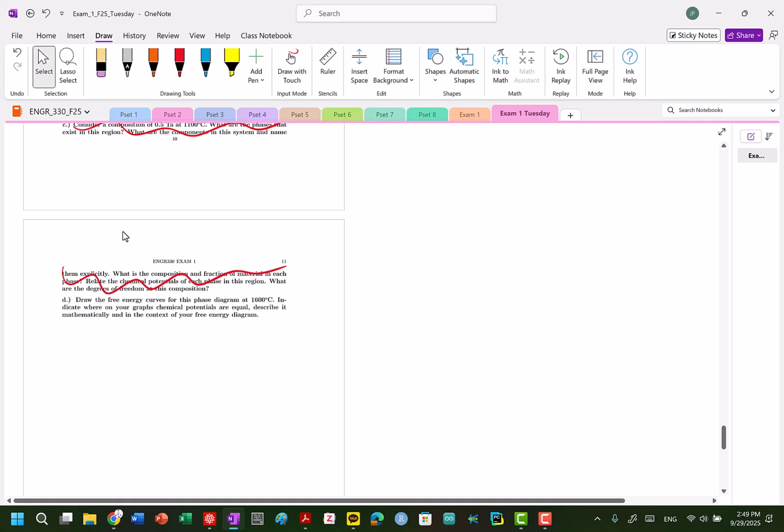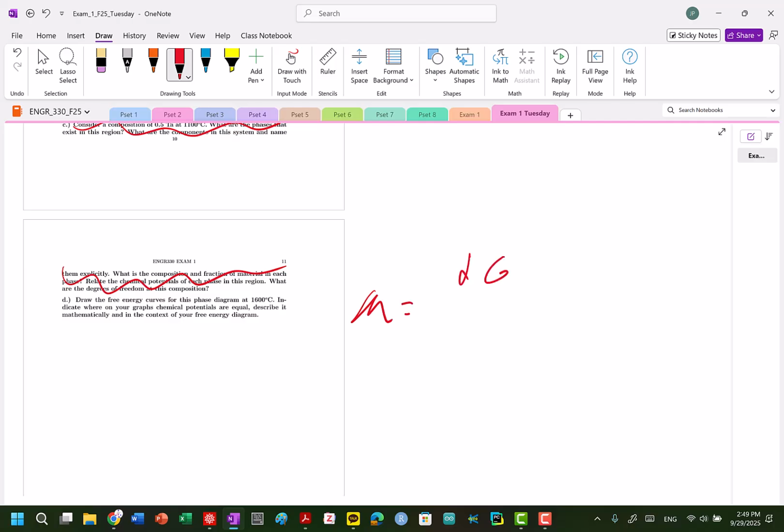Again, mathematically, my chemical potential, remember, is just the change in Gibbs with respect to the number of particles, at constant temperature and pressure. That's equivalent to the slope. That's why we have the common tangent.